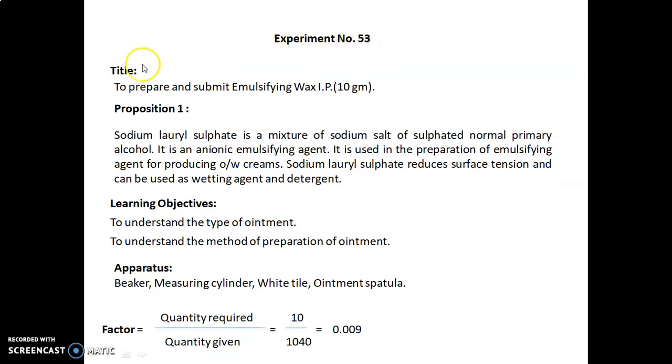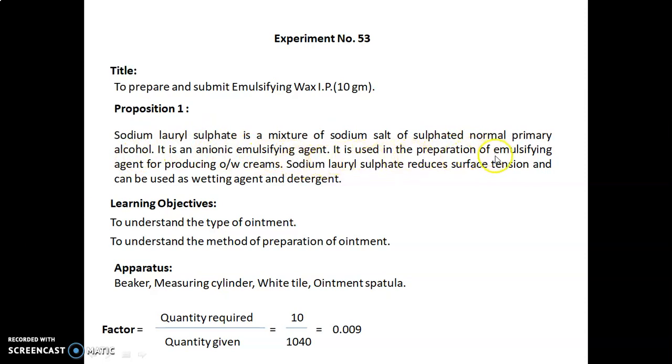Experiment number 53. The title of this experiment is to prepare and submit the emulsifying wax IP, according to the Indian Pharmacopoeia, 10 gram. Preposition 1. Sodium lauryl sulfate is a mixture of sodium salts of sulfated normal primary alcohols. It is an anionic emulsifying agent.